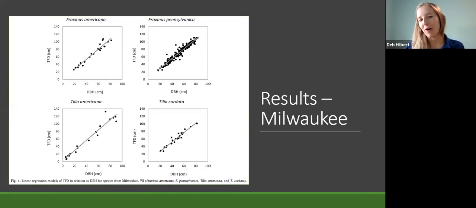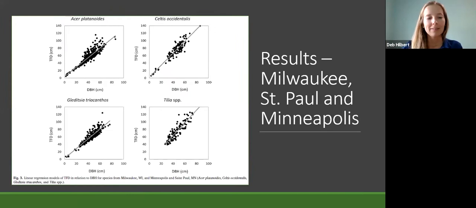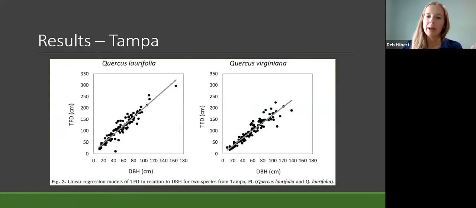And these are the graphs that show that. I'm not going to spend too much time on it, but basically what you're seeing is as diameter increases, trunk flare diameter also increases at a pretty constant rate. So when all the dots, which are individual trees, fall close to the line, that means the rate is pretty constant. And that's good news. And then we saw similar results in Milwaukee, St. Paul, and Minneapolis with their shared species. And then in Tampa, we had very similar results. So this is awesome.